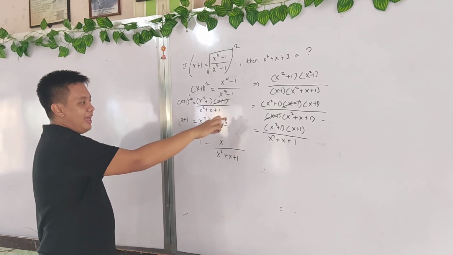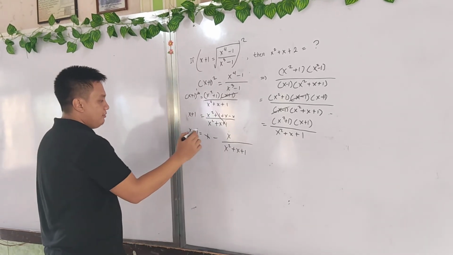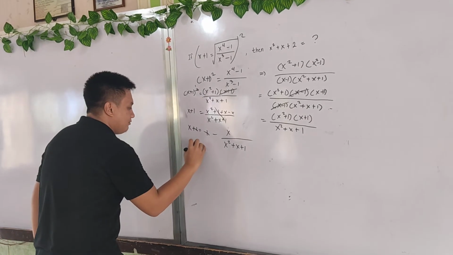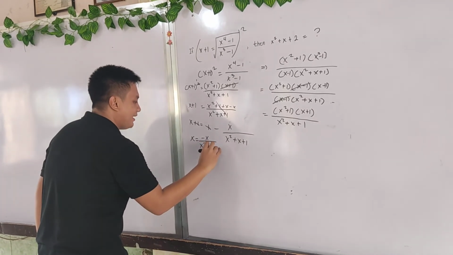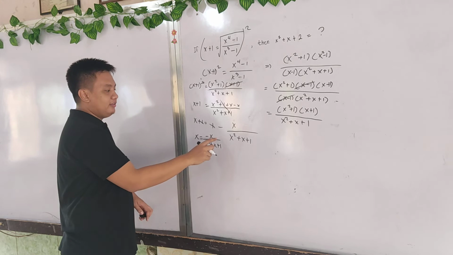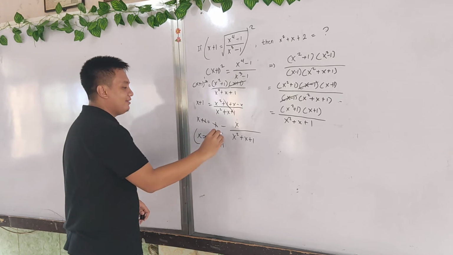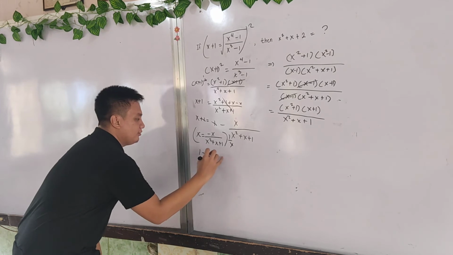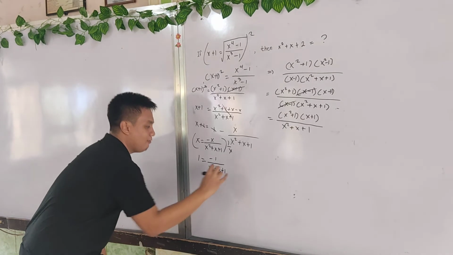Because we also didn't neglect the negative x. So we cancel the positive 1 on both sides. We will have x is equal to negative x all over x squared plus x plus 1. Both of the x's are in the numerator, so we can divide both sides by x. So this will become 1 is equal to negative 1 over x squared plus x plus 1.